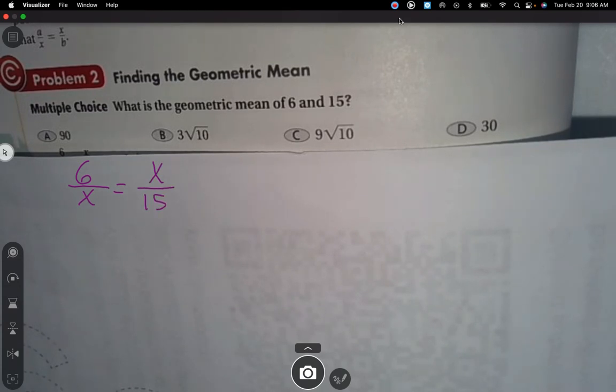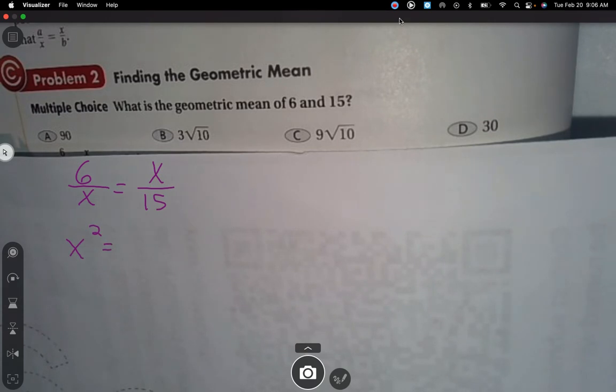Wait, where did you get those from? That is what a geometric mean is. They put it right here, in a little formula. I'm going to show you an easier way in a second, but I'm showing you where it's coming from. Anytime there's a geometric mean, you use this formula. What's x times x? x squared. Okay?